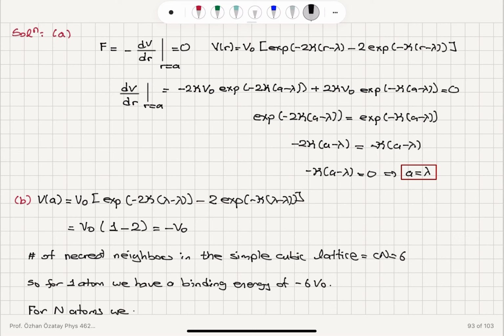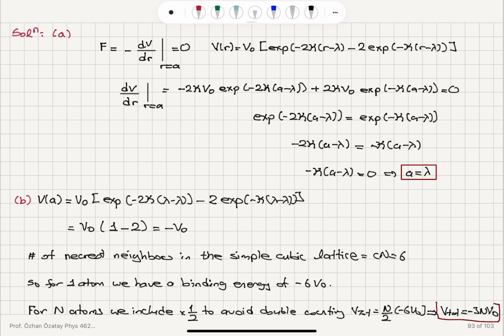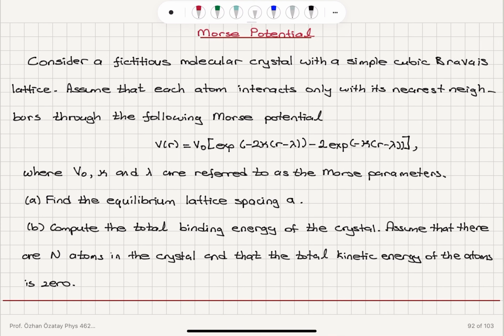And for capital N atoms, we need to include 1/2 to avoid double counting. And we find that the total binding energy will be capital N over 2 times minus 6V0. So we will find the total binding energy to be minus 3N V0. So this will be the binding energy.